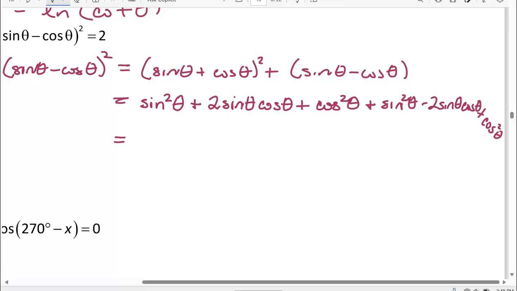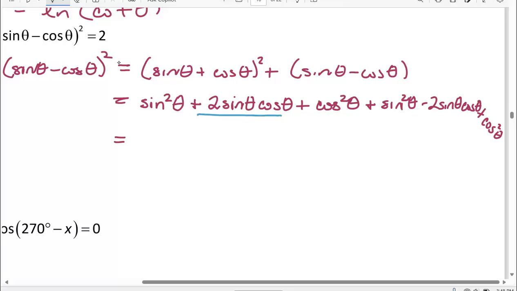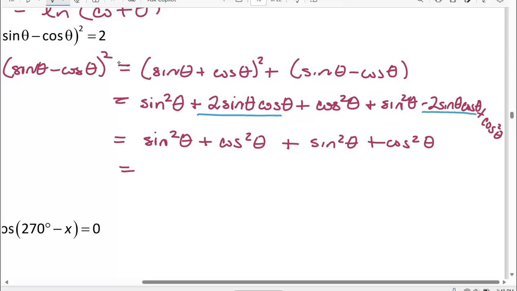What you'll notice is that we have two pairs of opposite signed terms: positive 2 sine theta cosine theta and negative 2 sine theta cosine theta. So those are going to go away, and we'll be left with sine squared of theta plus cosine squared of theta plus sine squared of theta plus cosine squared of theta, which is equal to, by the Pythagorean identity, 1 plus 1, which is 2.